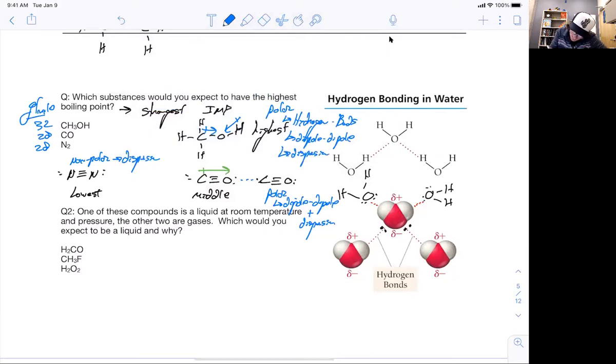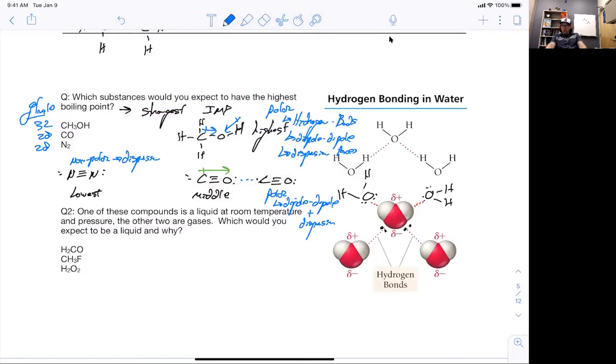So the strongest intermolecular forces also have the ones that are weaker. But again, we usually just talk about the strongest one that's present. With N2, the strongest that's present is only dispersion. With carbon monoxide, the strongest is dipole-dipole. So a lot of times people won't even mention dispersion. Same thing for methanol. The strongest is hydrogen bonds.